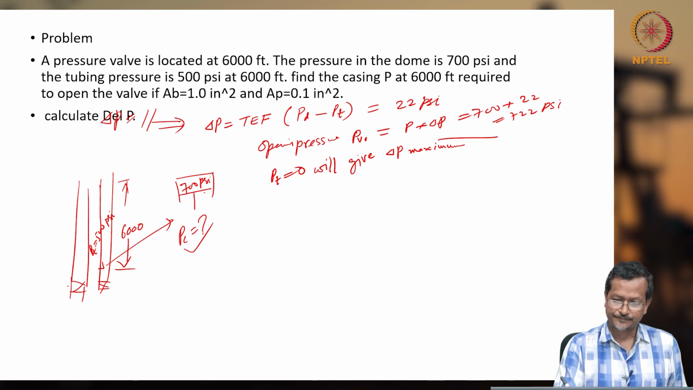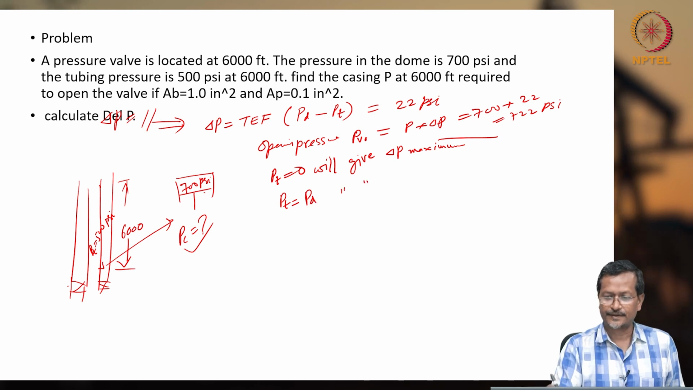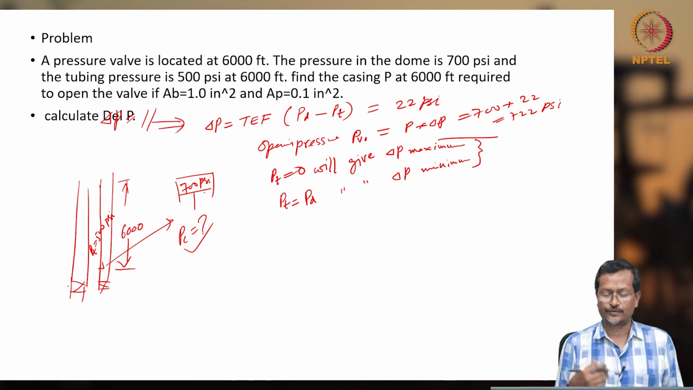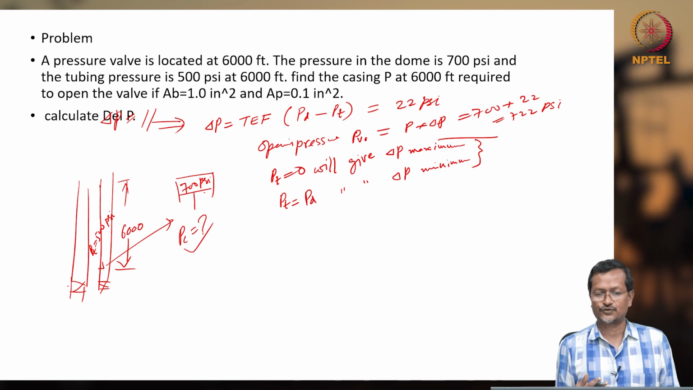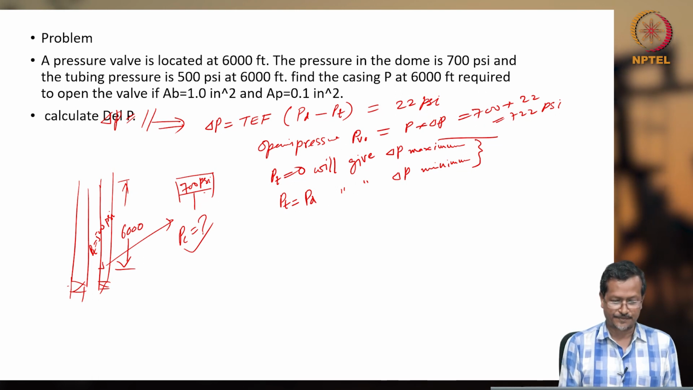And the minimum occurs when PT equals PD, the dome pressure, which gives del P minimum. So when the tubing pressure becomes exactly the dome pressure, it gives del P minimum, and when PT is 0, del P will be maximum.